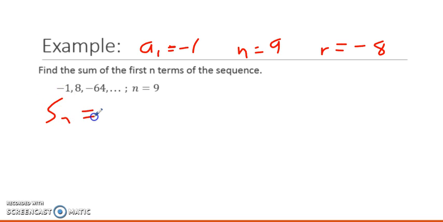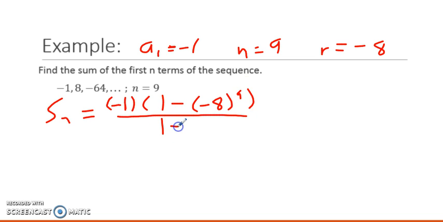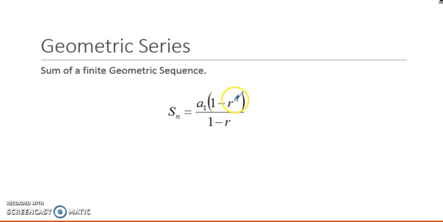So S sub n is going to equal a sub 1 times (1 minus r to the n) all over 1 minus r. Now the use of parentheses is very important in this case because my r value was actually a negative, so that does affect things like the exponents or when you're subtracting a number. So I wanted to be careful and make sure that I'm including the fact that r is a negative 8, and that's what I'm raising to the 9th power from our formula, 1 minus r to the n. The entire number with the sign included needs to be raised to that power.